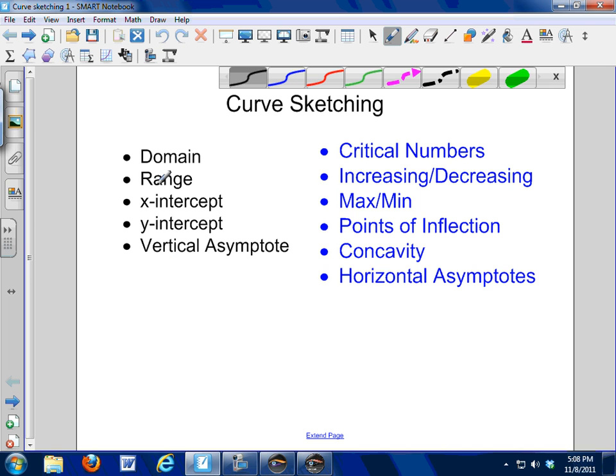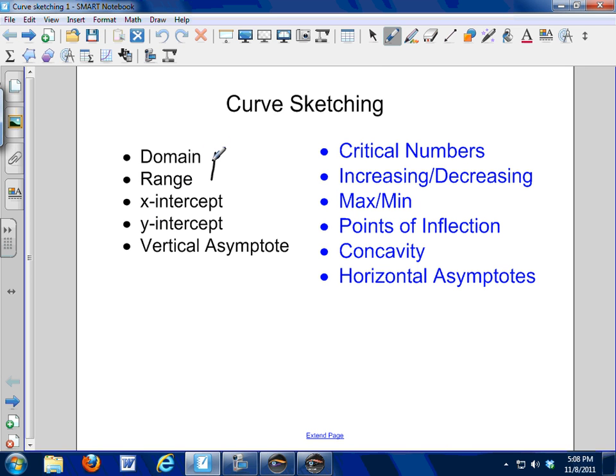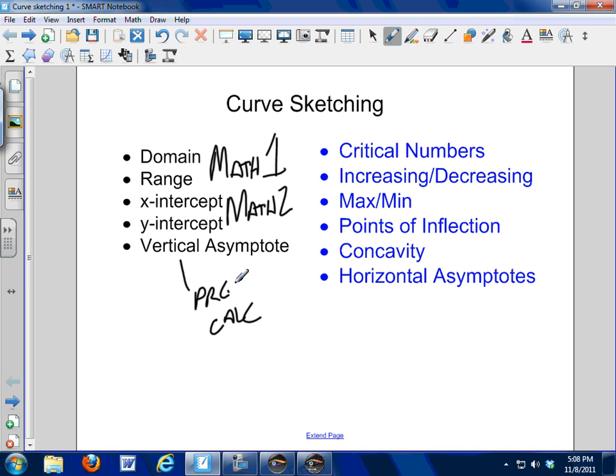So all these things in black are things that you've learned about before coming to calculus. We've known about domain and range since, we'll say, Math 1. X-intercepts and y-intercepts, Math 1, Math 2, someplace in there you've learned about that when you started graphing from standard form. Vertical asymptotes, maybe those showed up in pre-calc. But all this stuff, critical numbers, increasing and decreasing, maxes and mins, points of inflection, concavity, and horizontal asymptotes, that's the stuff that we've been talking about lately.